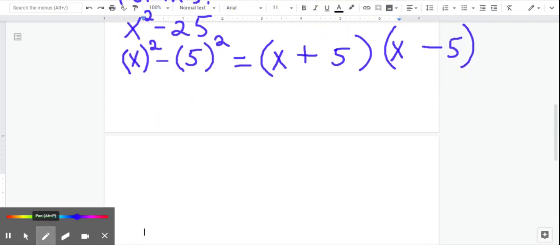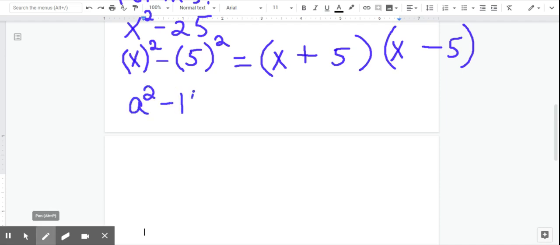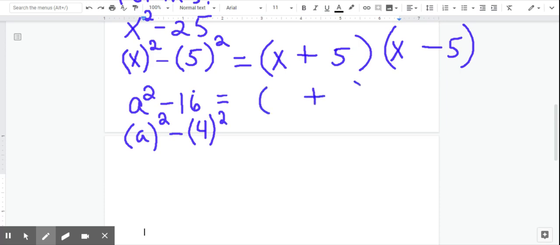Let's say you had a squared minus 16. So you ask yourself, what squared gave me a squared? A did. What squared gives me 16? 4. Difference of two squares factors into the sum and the difference of the same two terms. So a and a, 4 and 4.